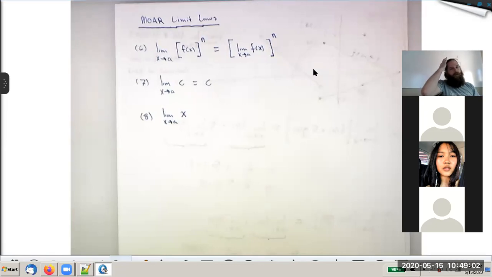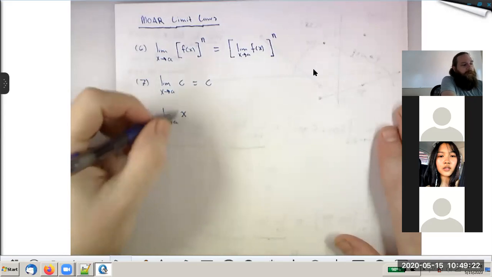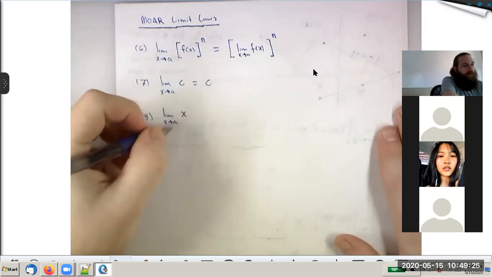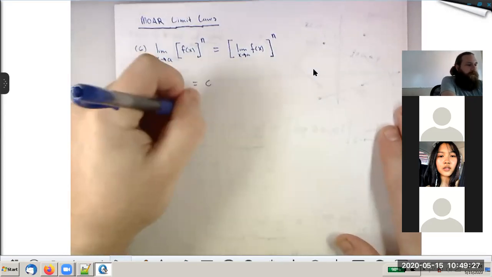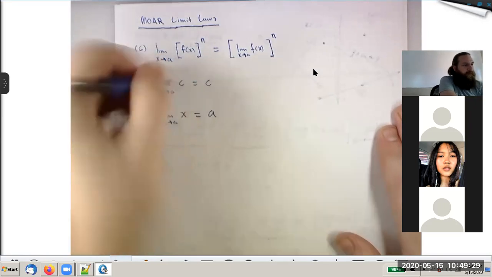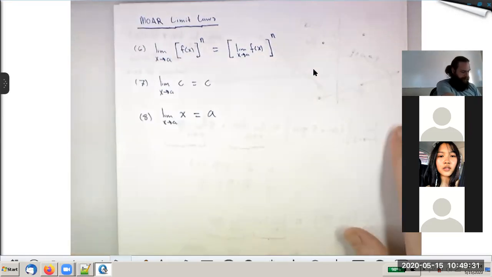If I take the limit as x goes to a of x, what do we think that's going to be? If you look along the graph y equals x, and you let your x values get closer and closer to 5, then your y values will get closer and closer to 5. And here, if you look along the graph y equals x, and you let your x values get closer and closer to a, then your y values will get closer and closer to a. A couple more.